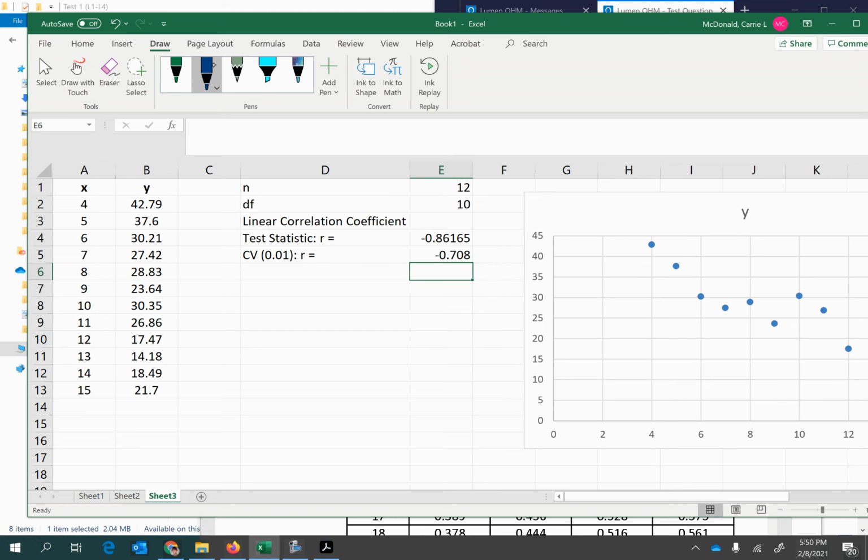So let's draw a little picture here. I'm terrible at drawing straight lines on this slippery screen. So 0 in the center would be no linear correlation. And if it's all the way at +1, that would be perfect positive correlation. And if it's all the way at -1, that would be perfect negative linear correlation. So where does our test statistic fall on here? It's negative 0.862, so that's right around here.